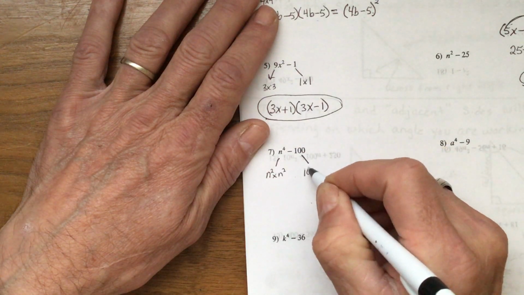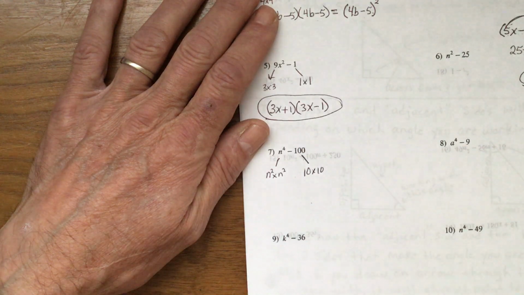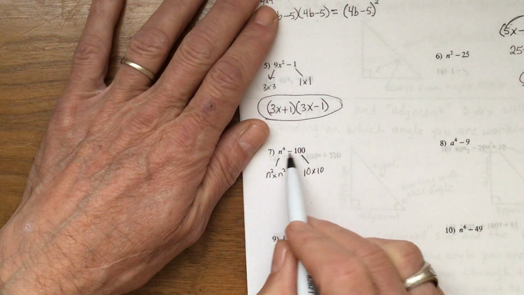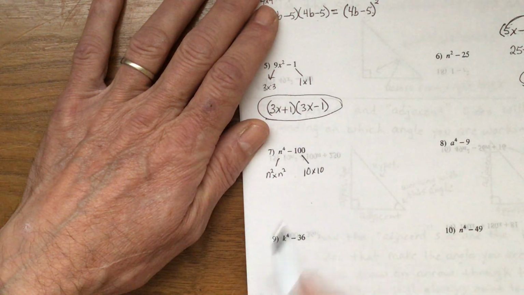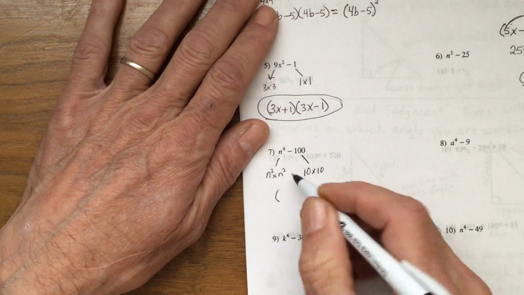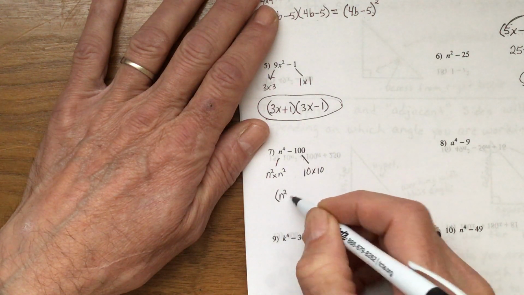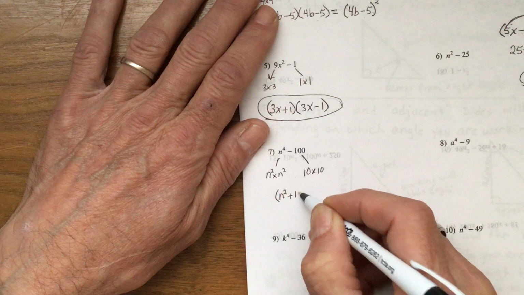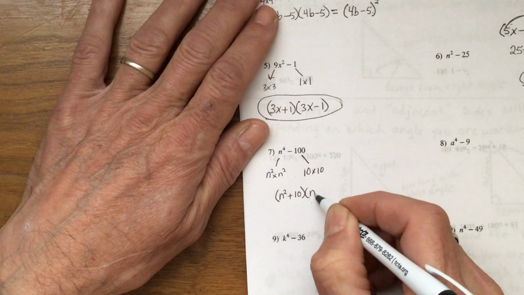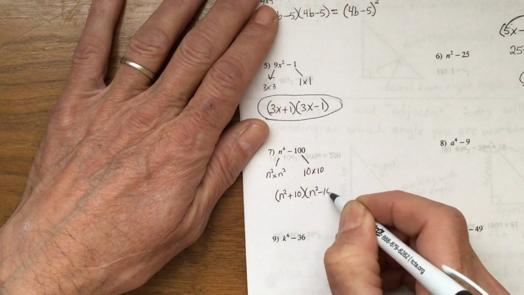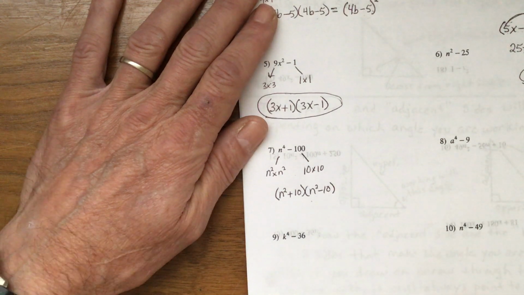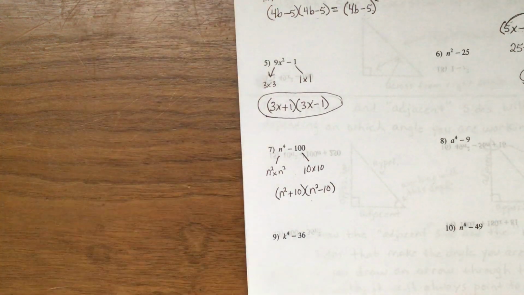100 is 10 times 10. There's only 2 terms. There's a minus sign between them. So 1 is plus, 1 is minus. N squared plus 10 times n squared minus 10. Bada boom, bada bing, it's done.